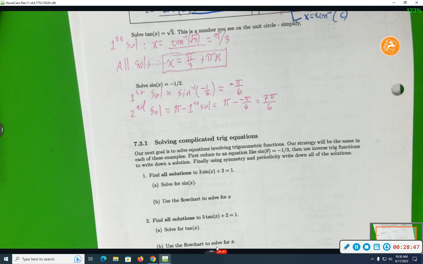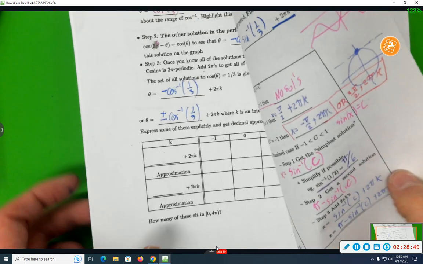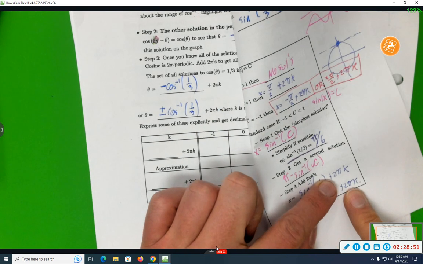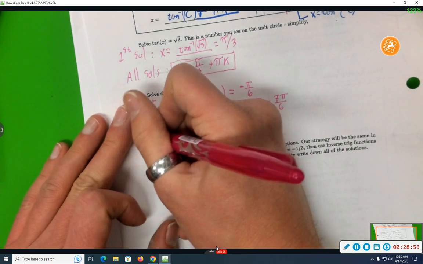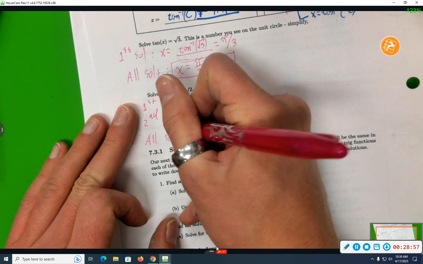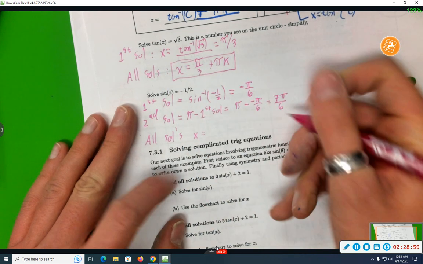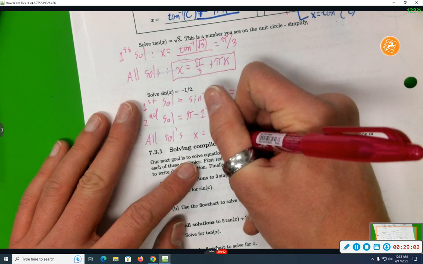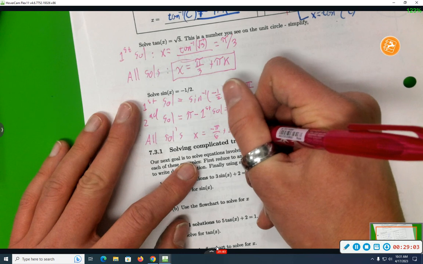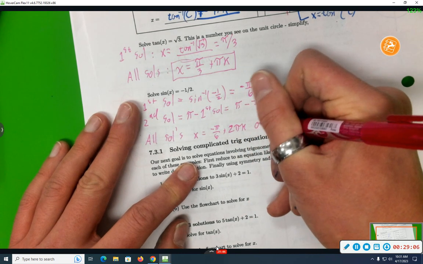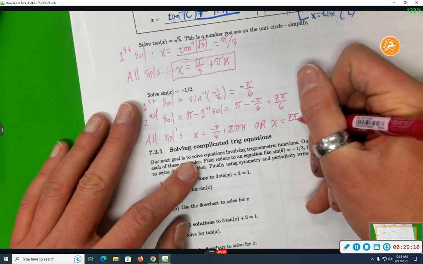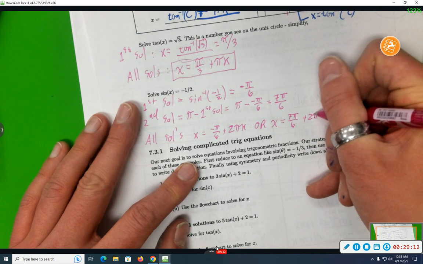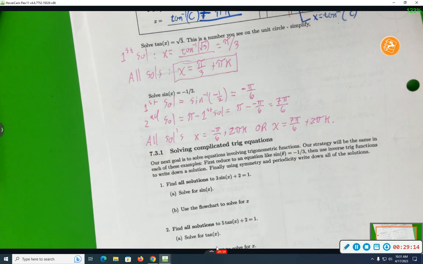Add 2 pi k, because the period of sine is 2 pi, so there should be a plus 2 pi k. All solutions: x equals negative pi over 6 plus 2 pi k, or x equals 7 pi over 6 plus 2 pi k. Neato.